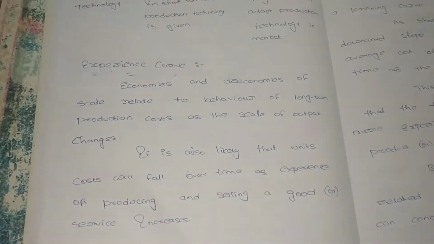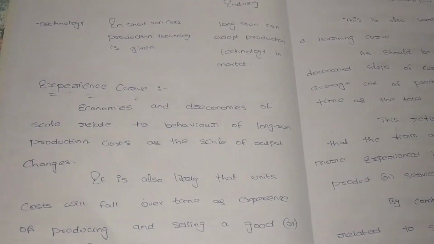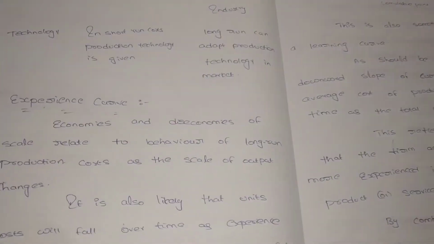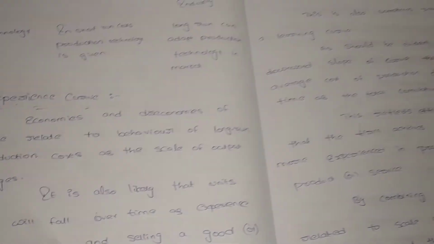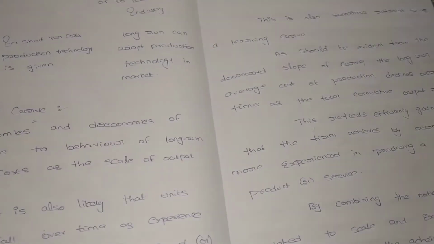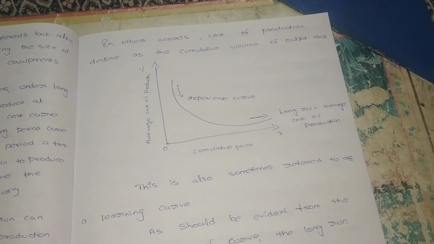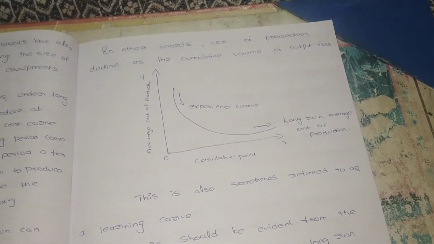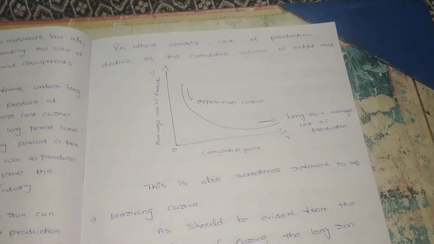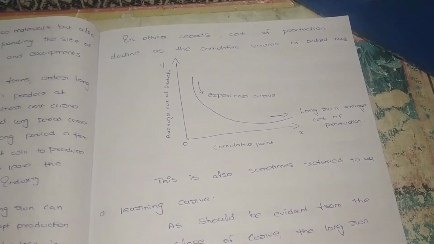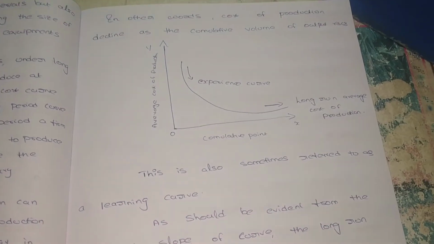The experience curve is nothing but this: if an industry has 10 to 15 years of experience, it knows whether the company should produce the goods or not. If your company wants to produce the goods, the curve should be downward sloping and convex. Then only will our long run cost decrease, meaning the cost of production gets cheaper compared to the past, so we can produce more goods and our output will increase.